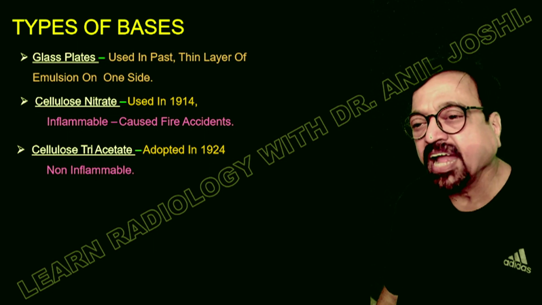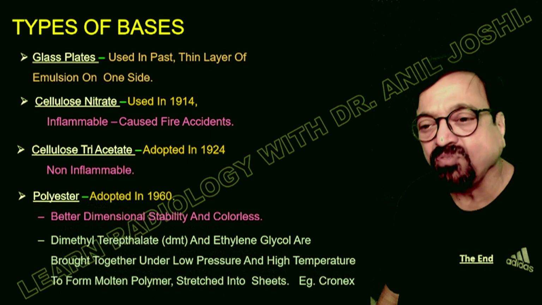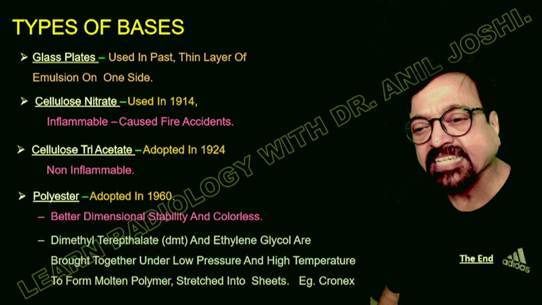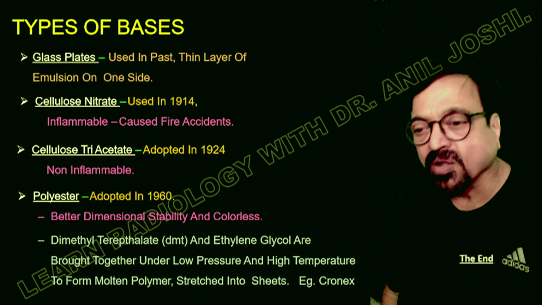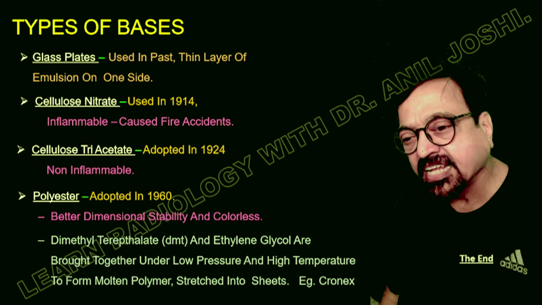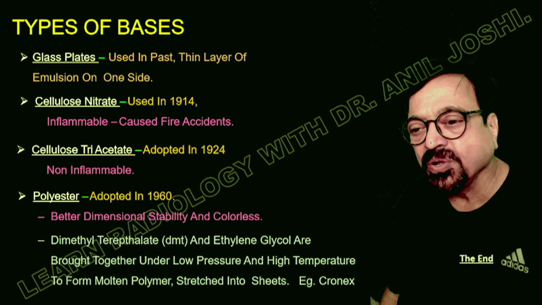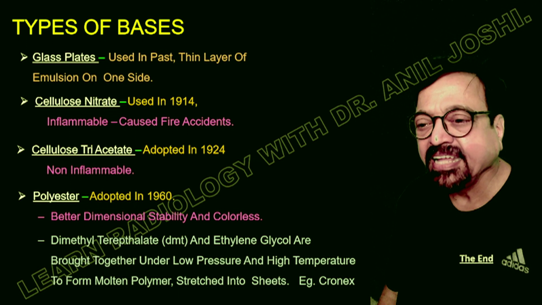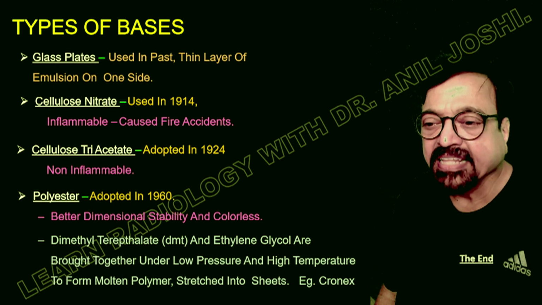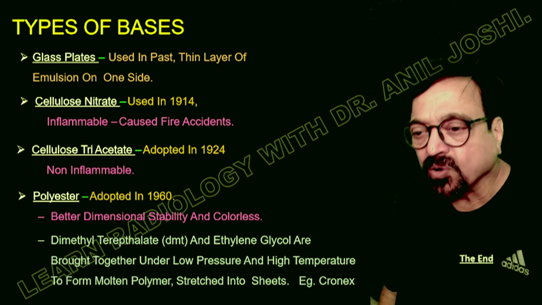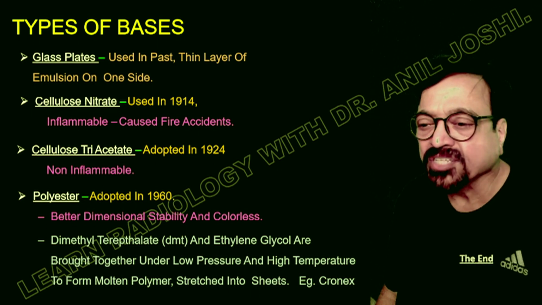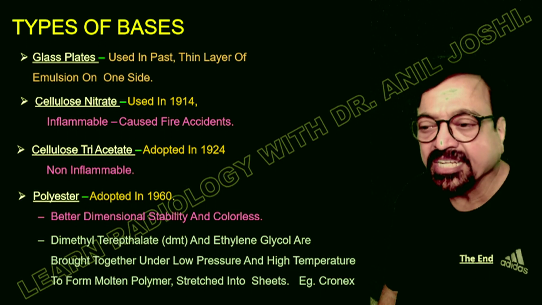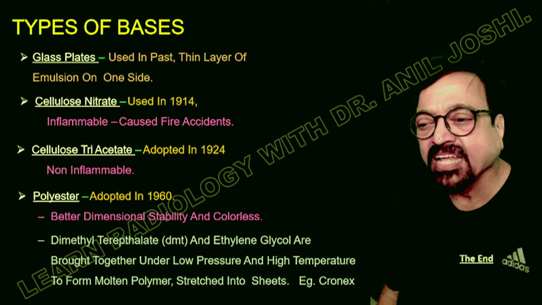Now, cellulose triacetate was accepted in 1924. The polyester was adopted in 1960 for the better dimensional stability. It was colorless, so it was not absorbing light. It was not casting any shadows. Then the material which was used was dimethyl terephthalate, that is DMT, and ethylene glycol. These were the main things used, and they are brought together under low pressure and high temperature to form a molten polyester, that is then stretched into sheets. So that is the technological detail of how the films were produced.